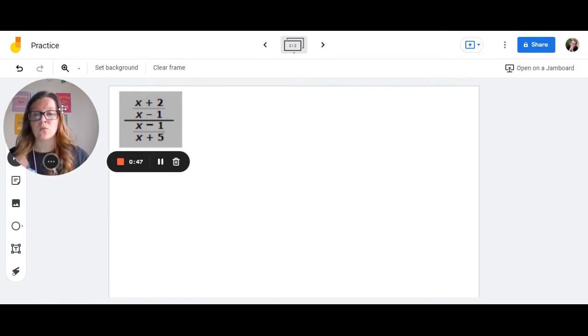So here we go. We have x plus 2 over x minus 1 all being divided by x minus 1 divided by x plus 5. So I like to write this as like the old school, remember like the division sign like this? I'm going to go back there. So in the numerator, I have an x plus 2 over an x minus 1 divided by an x minus 1 over an x plus 5.